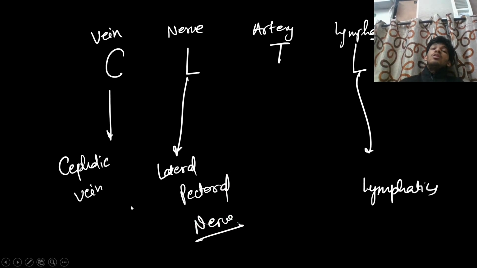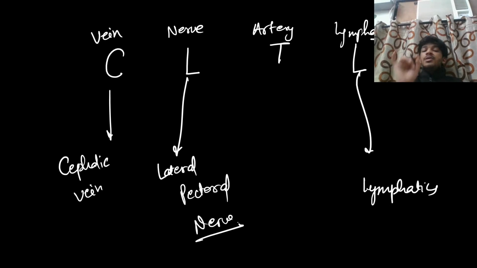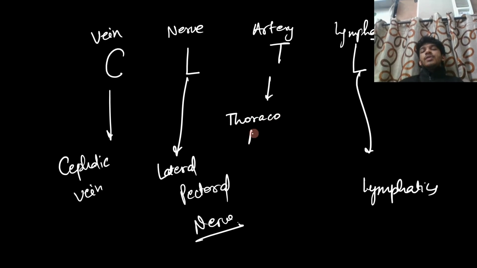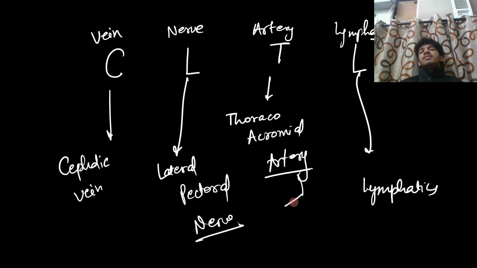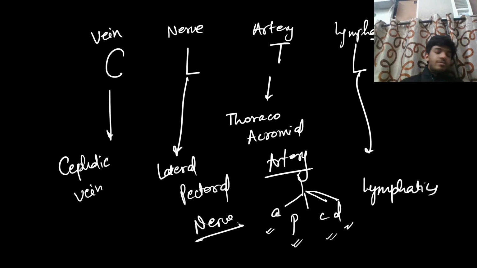So what does the medial pectoral nerve pierce? The medial pectoral nerve pierces the pectoralis minor. What does the lateral pectoral nerve pierce? It pierces the clavipectoral fascia. And T is the artery known as the thoracoacromial artery. You will see it emerging from the clavipectoral fascia, and then it divides into four branches: A, P, C, D. Acromial, pectoral, clavicular, deltoid. These are the four branches of the thoracoacromial artery.